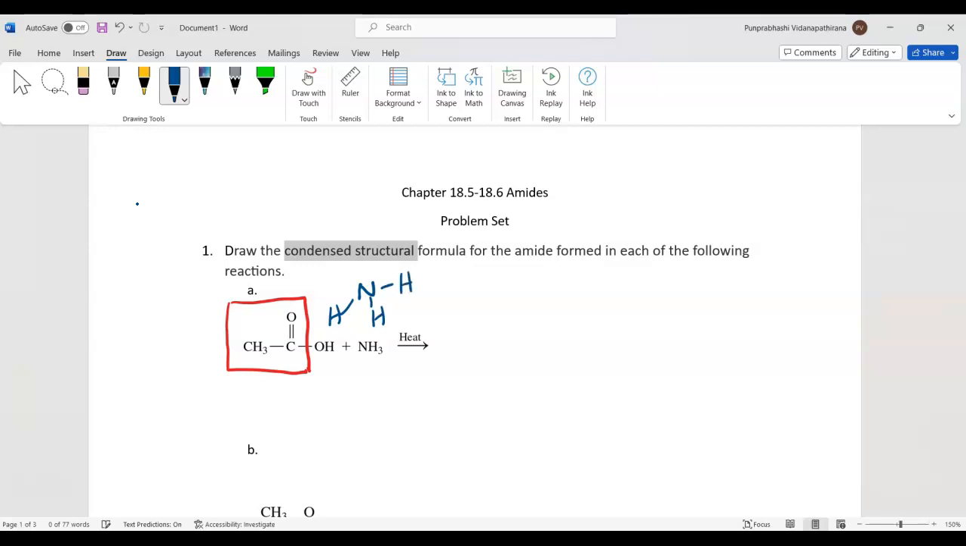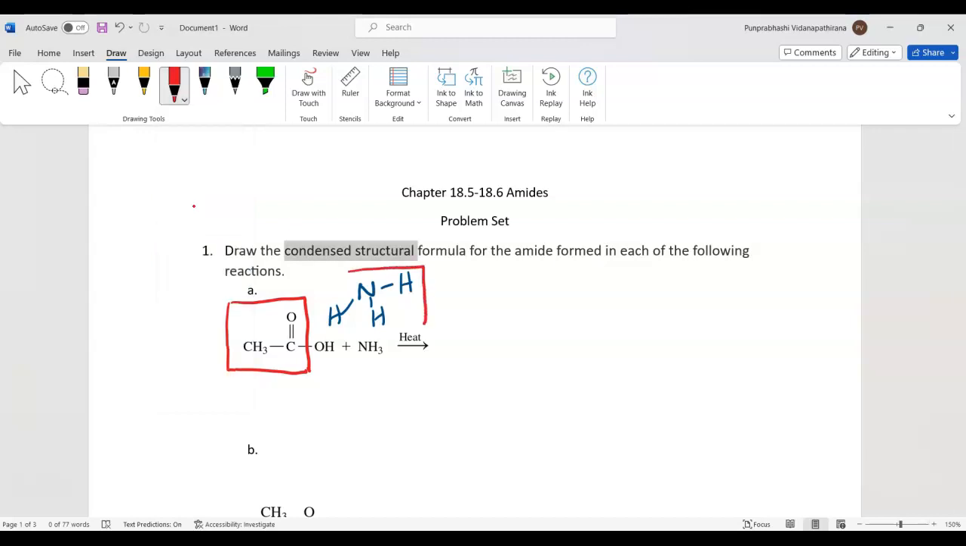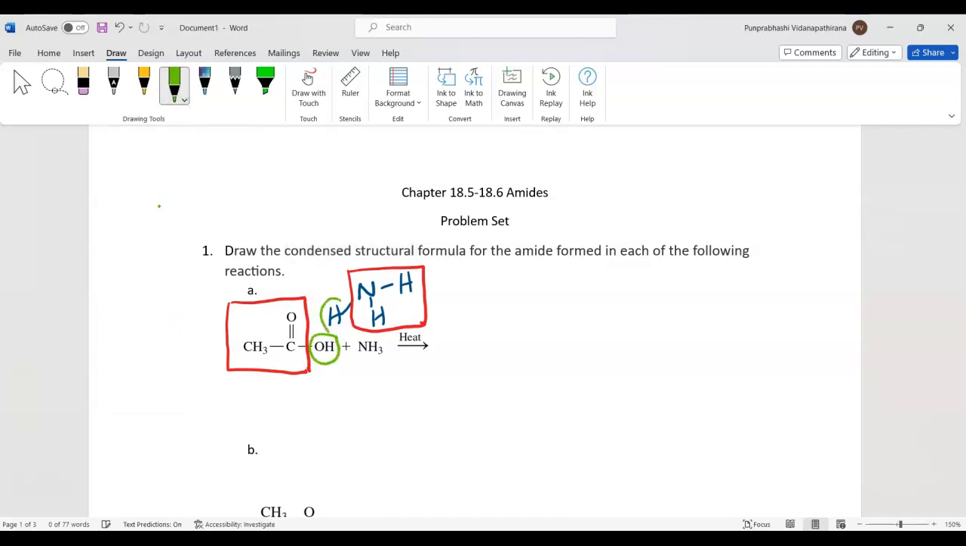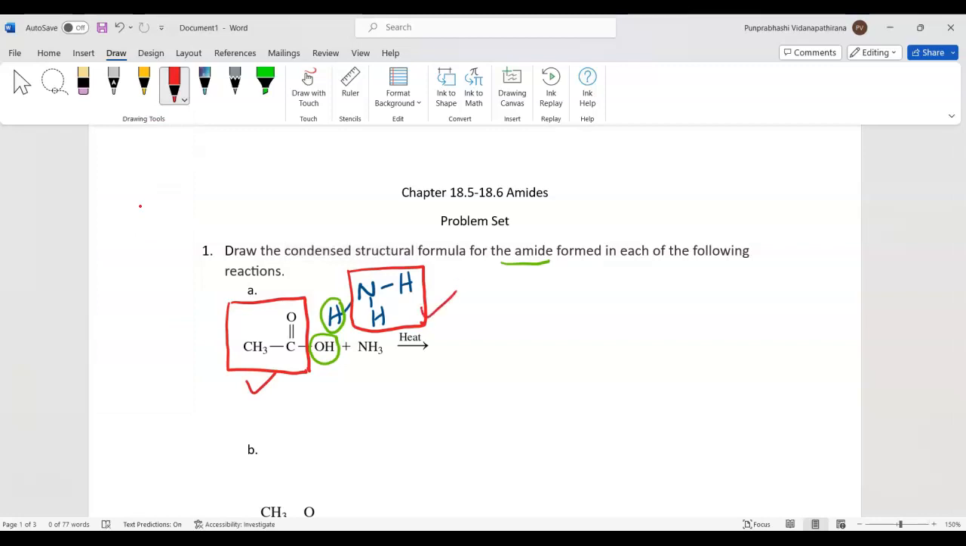So I can easily figure out which fragment goes with the carboxylic acid to form the amide. Now the fragments that are in these red color boxes will combine to form the amide. Now what happened to the other fragments? So OH and hydrogen will just combine to form the water. Now the question is asking for the structure for the amide. So we will take the structure. We will combine the two fragments, the carboxylic acid fragment and the fragment from ammonia.